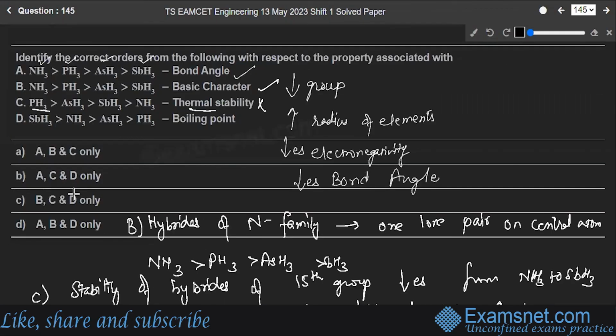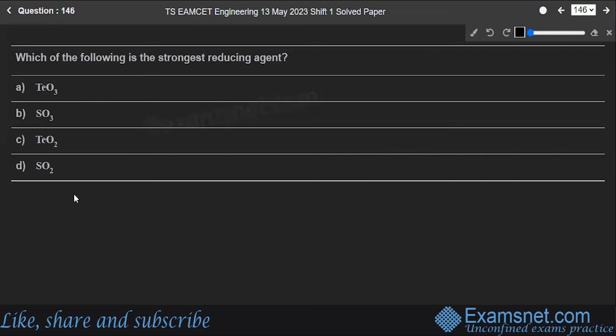That makes this also to be the correct one. So you have A, B and D. These are correct, which makes option D the right answer. Hope you understood this. Next is question number 146. Which of the following is the strongest reducing agent out of all these?